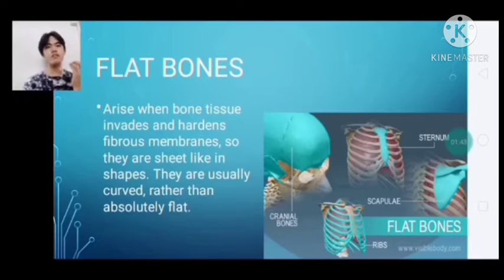Next one is the flat bones. Flat bones arise when bone tissue invades and hardens previous membranes, so they are sheet-like in shape. They are usually curved rather than absolutely flat. Flat bones provide protection to vital organs, as the name suggests. They are mostly flat and curved, having a thin plate-like formation. They contain a layer of spongy bone covered by a thin layer of compact bone.